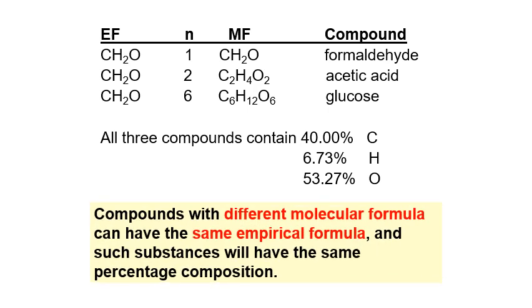All three compounds contain 40% of carbon, 6.73% of hydrogen, and 53.27% of oxygen. So, compounds with different molecular formula can have the same empirical formula, and such substances will have the same percentage composition.